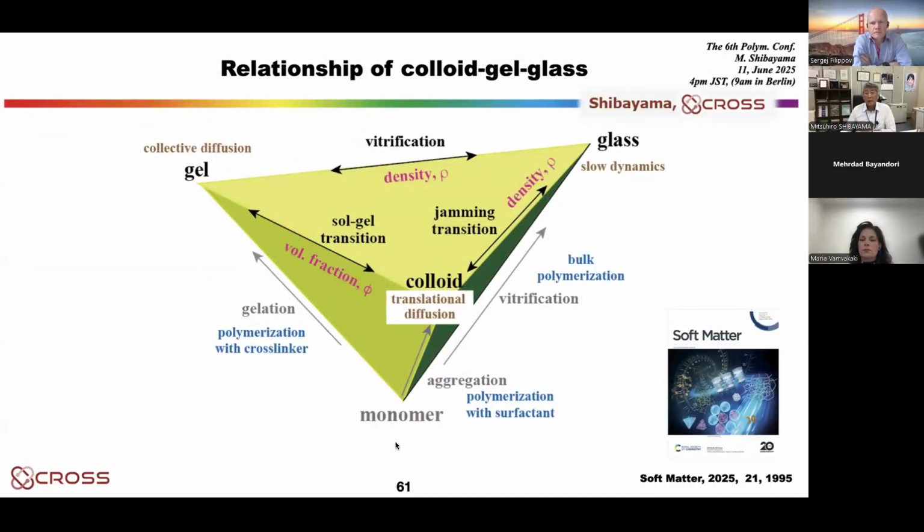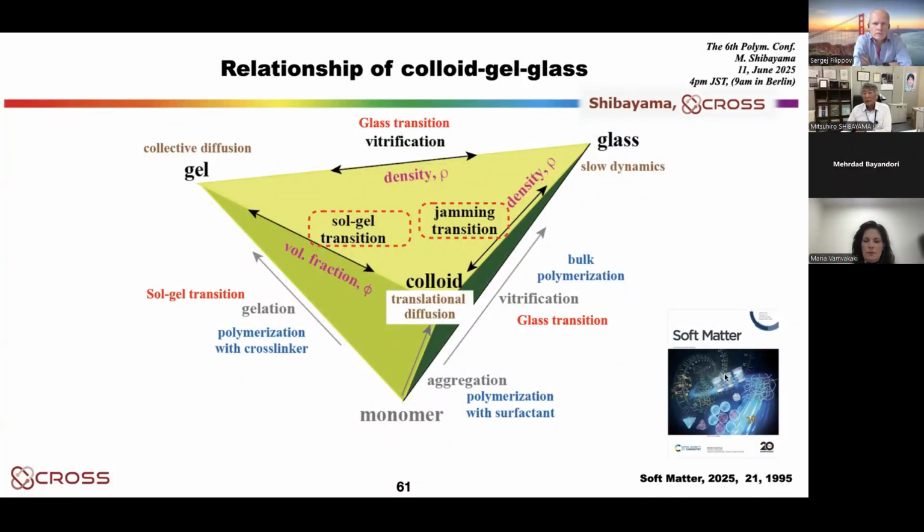Since we are polymer scientists, we usually start from the monomers, and there are many systems such as gels, colloids, and glasses. If we polymerize the monomers with cross-linkers, we have gels, and if we polymerize the monomers with surfactant, then we have colloids, and if we polymerize with a solvent, vitrification occurs. So there is the sol-gel transition, the glass transition, and the jamming transition, all of which can be handled by the polymer system. It is nice in polymer science.